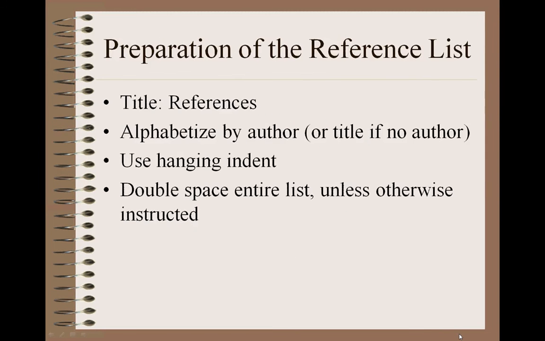Okay, when you're preparing the reference list that will come at the end of your paper, these are a few things you may keep in mind. At the top, you will put the word References. It will be bold. It will be in upper and lowercase letters. Then you alphabetize all the entries by author, or again, title if there's no author. Use a hanging indent, about a half inch. The second line will be indented a half inch. And then double space the entire list unless your instructor says otherwise.